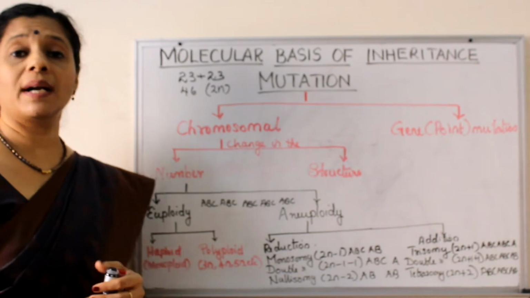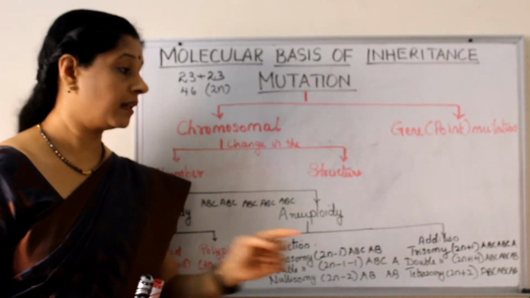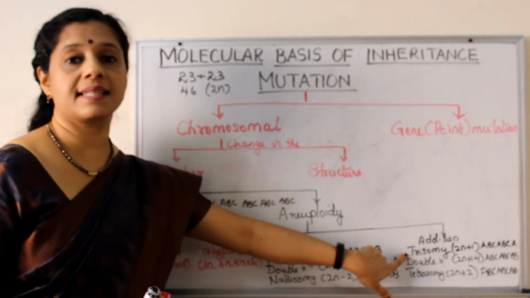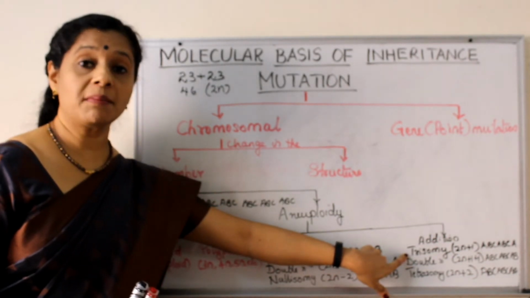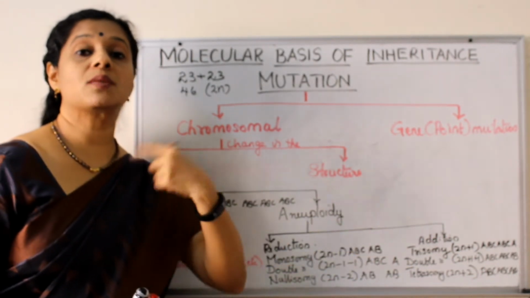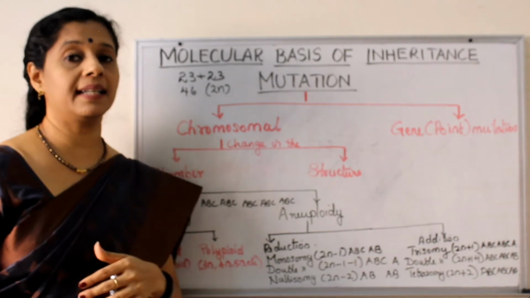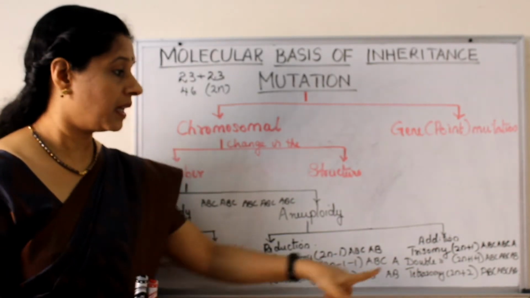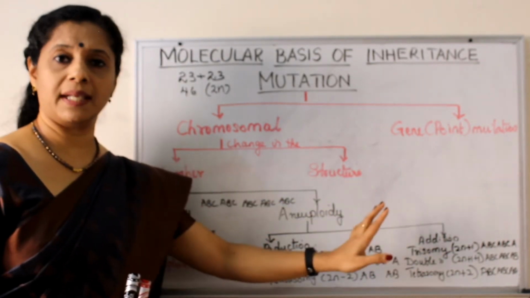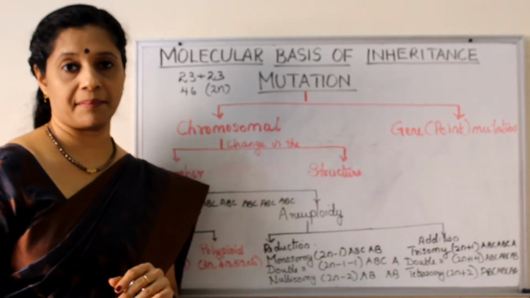Now let us see what happens if the number is added. So in addition, the first case is trisomy. Trisomy means the total number plus 1 extra. That we are learning in the case of Down syndrome. ABC, ABC, that's what we need, but 1 A extra.